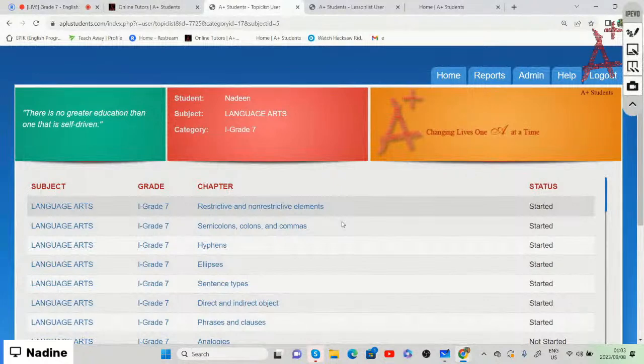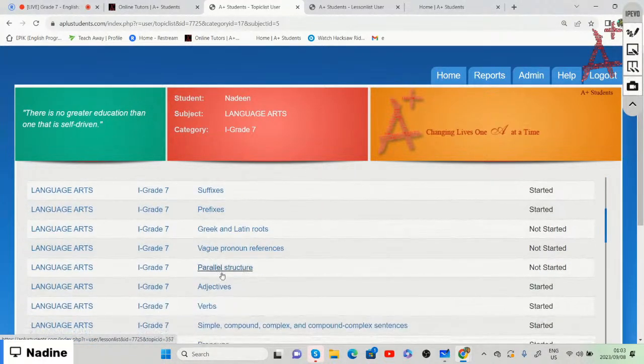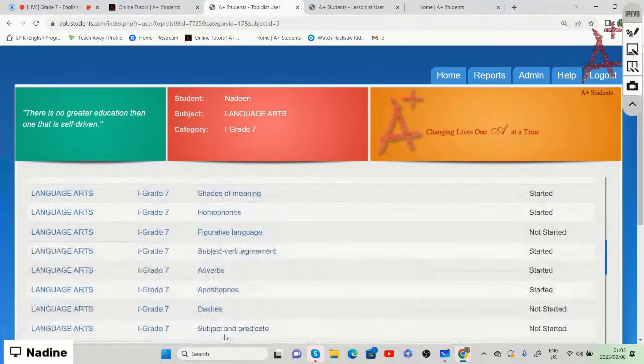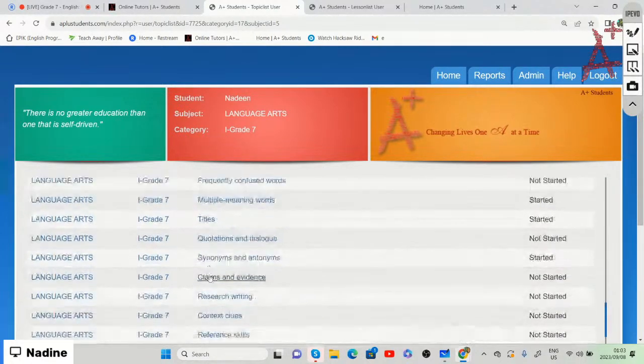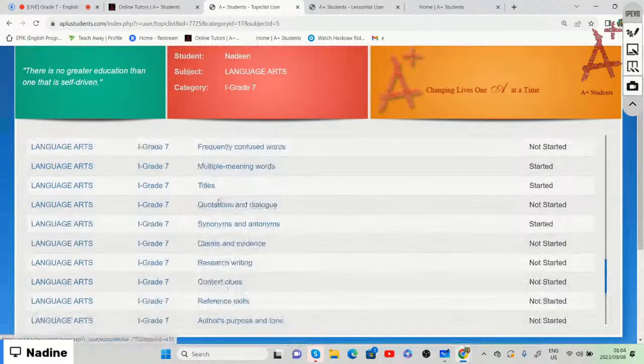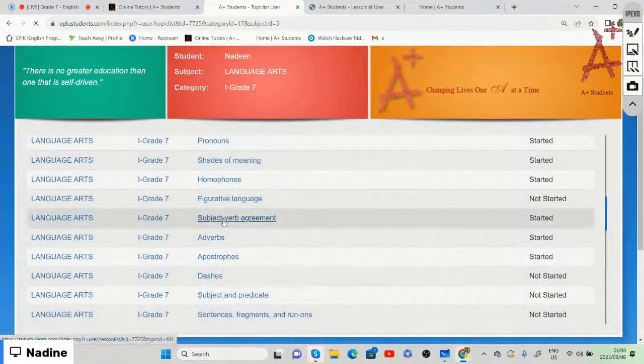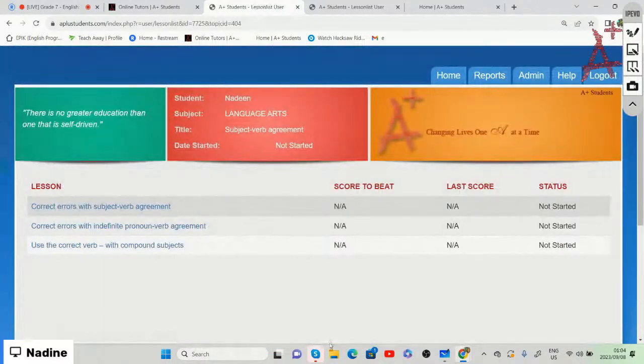All right, so once we have selected the subject of language arts, you're going to scroll down the chapters until we get to the chapter of subject-verb agreement. So you're going to then click on the chapter of subject-verb agreement.